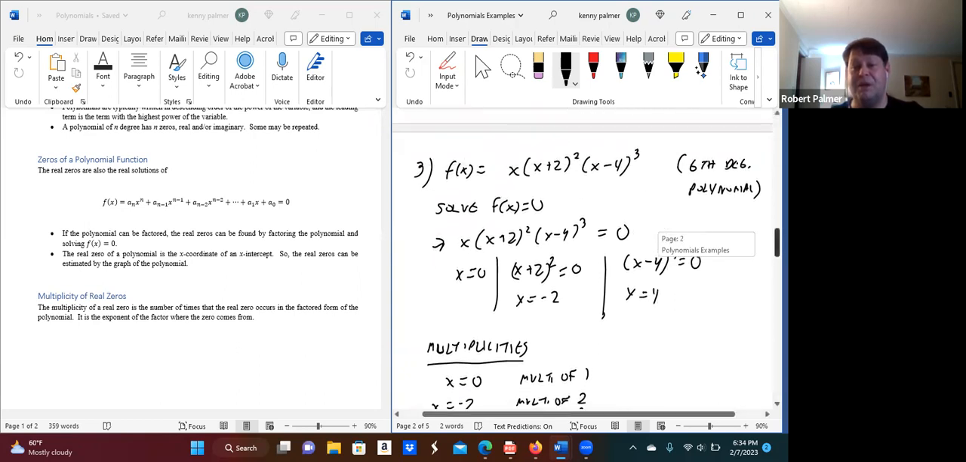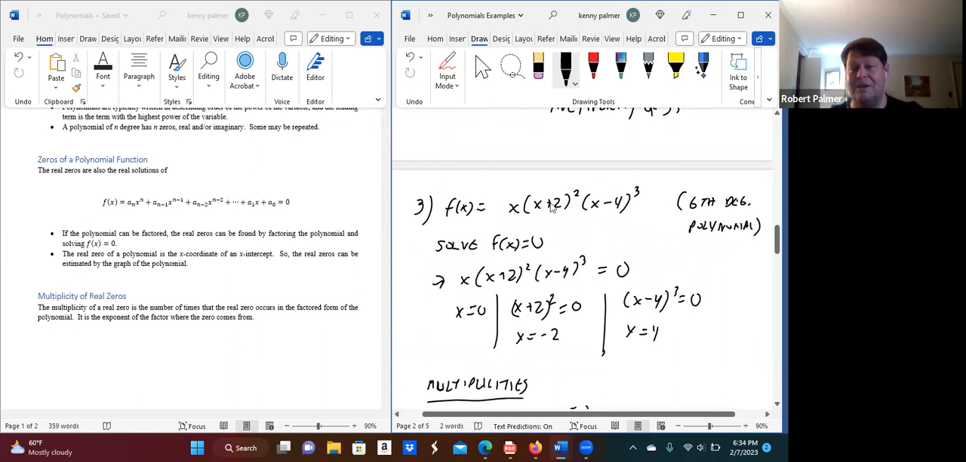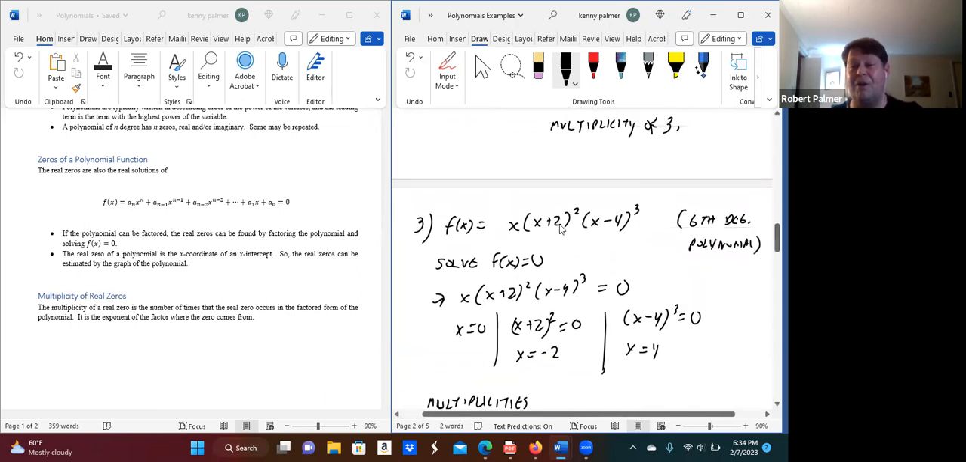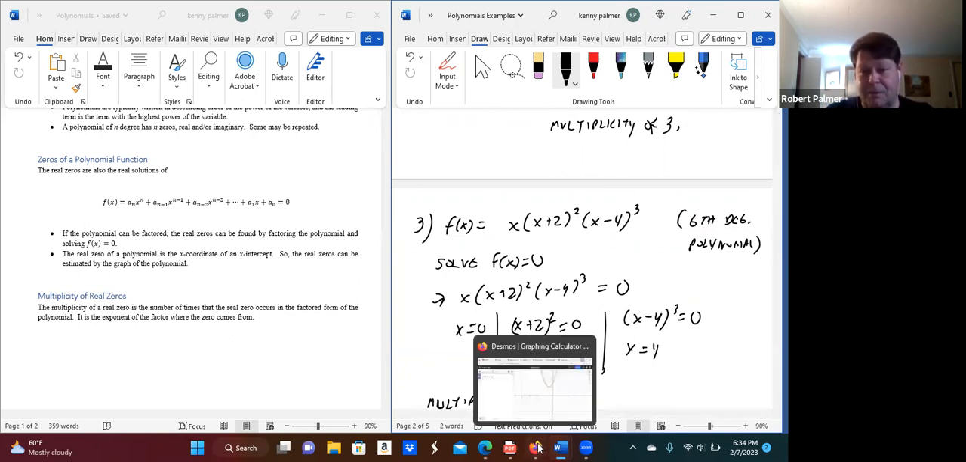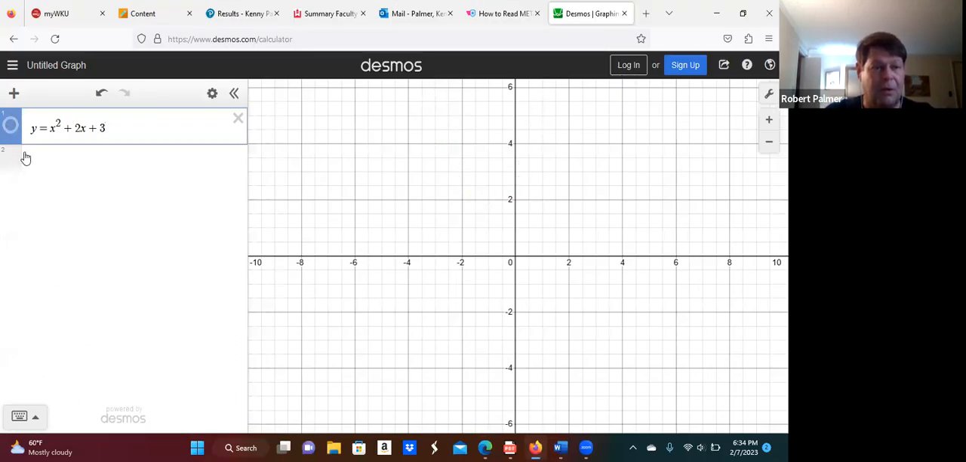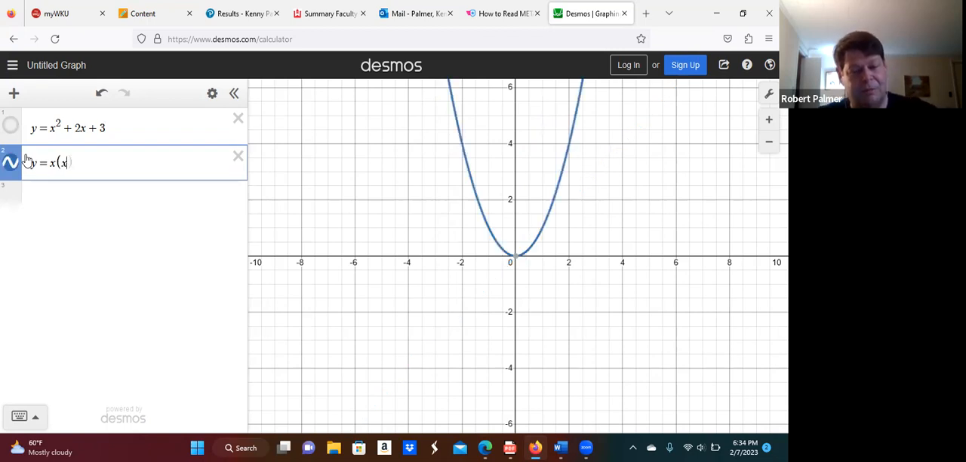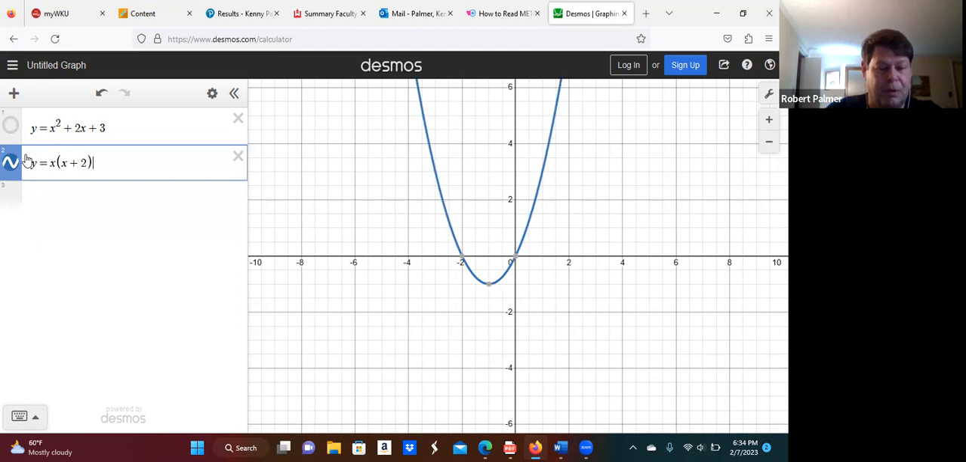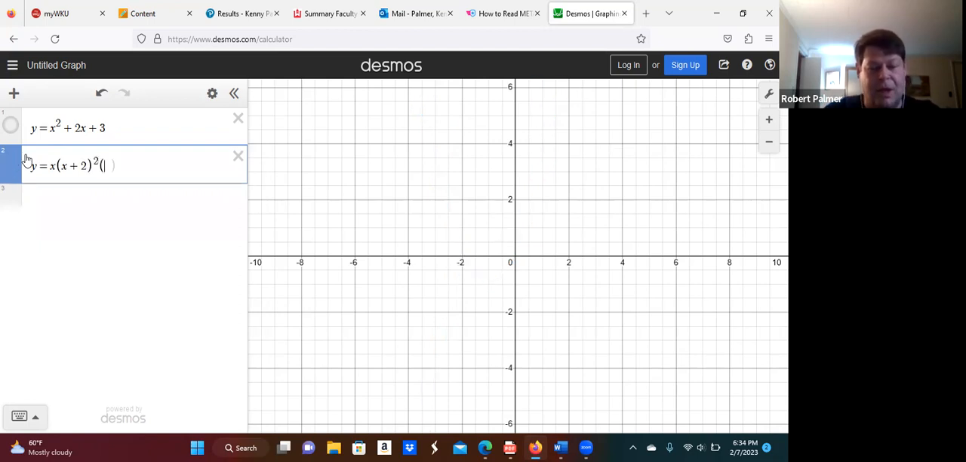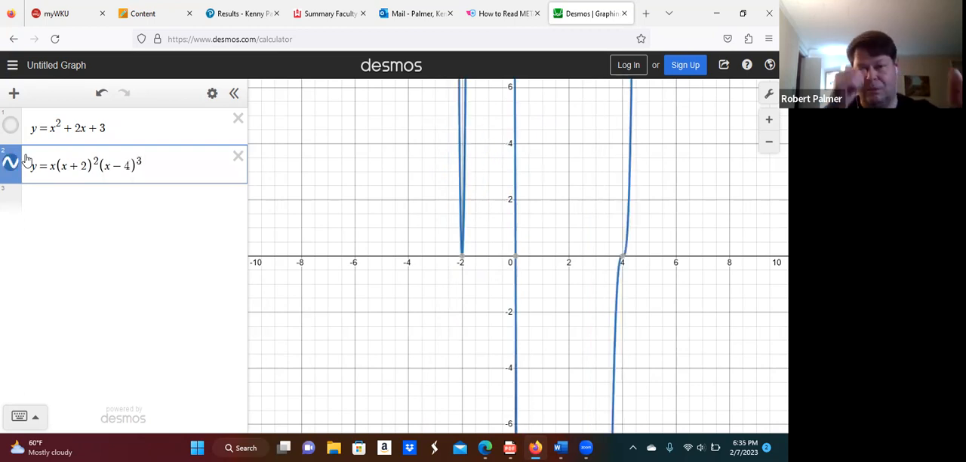Now, what that means is we expect, in this case, a 6-degree polynomial. But there are not going to be 6 distinct intercepts, because these two are multiplicities. So let's actually graph this with Desmos and see. Here we have y equals x times x plus 2 squared, then times x minus 4 cubed. You see it's kind of a strange looking one.